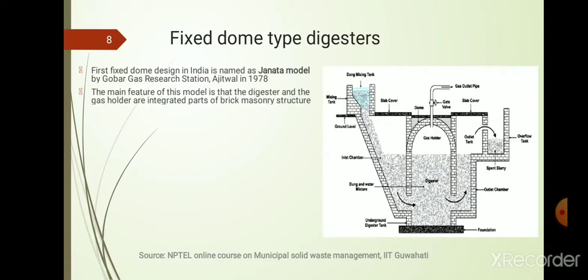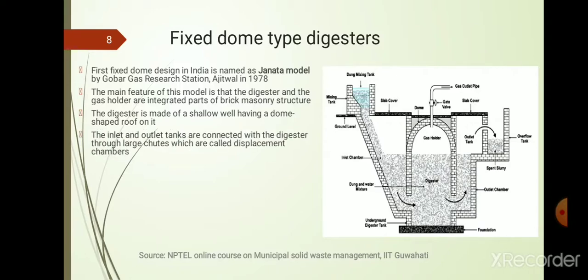The main feature of this model is that the digester and the gas holder are integrated parts of a brick masonry structure. The complete structure is made of brick masonry. The digester is a shallow well with a dome-shaped roof. In the middle we can see the digester, which is actually well-shaped with a dome-shaped upper part.